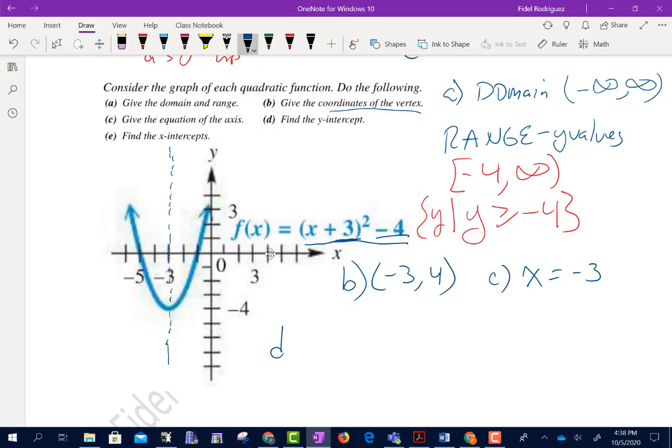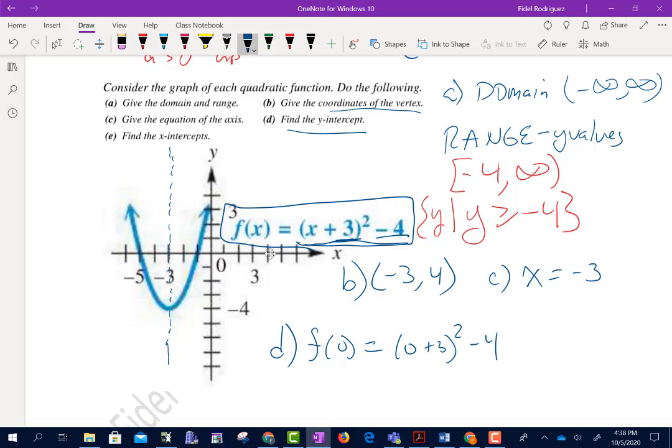All right. Now part D says, let's find the y-intercept. Guys, the way I find the y-intercept is I'm going to find the value f of 0. So I'm going to come back to my equation right here, and everywhere I have the letter x, I'm going to put the number 0. Okay. So 0 plus 3 is still 3, squared, minus 4. 3 squared is 9. 9 minus 4 is 5. So part D, the y-intercept is going to be the point (0, 5).